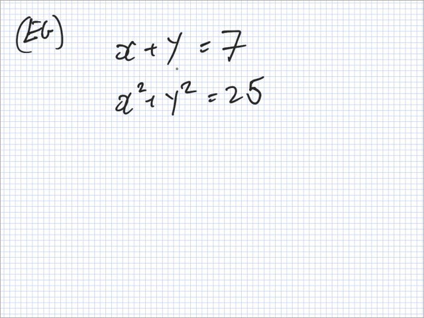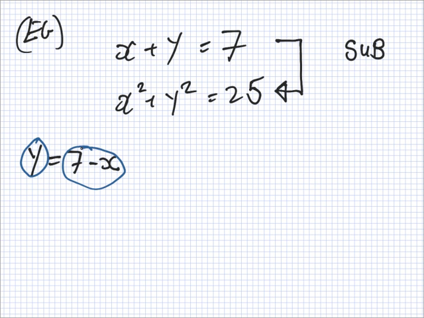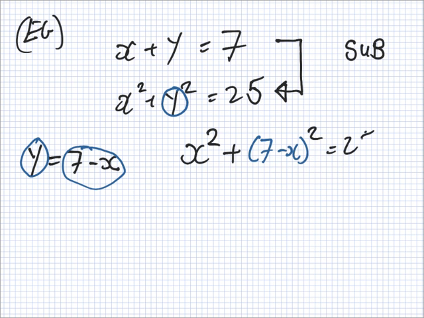But before we do that, we use a method called substitution. The idea behind this method is you try and get the x or the y from the linear and put it into the quadratic. So for example, here you could say y equals 7 minus x. So if you know that y is the same as 7 minus x, it means the y here can be replaced with 7 minus x. So you can say x squared plus (7 minus x) squared equals 25. It's a replacement.